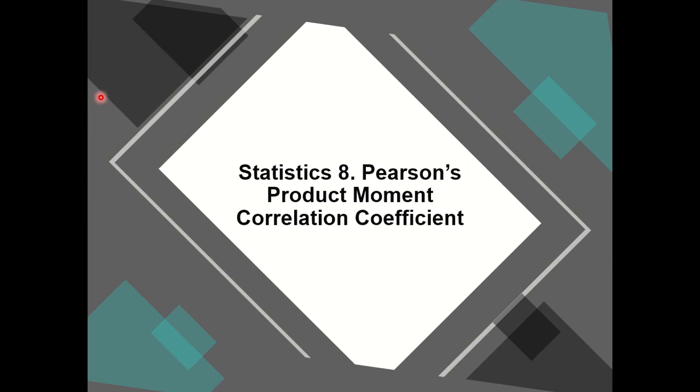Everyone, this is obviously the Advanced Higher Classes lesson on Pearson's product movement correlation coefficient. This is statistics lesson 8. Well done for making it this far.